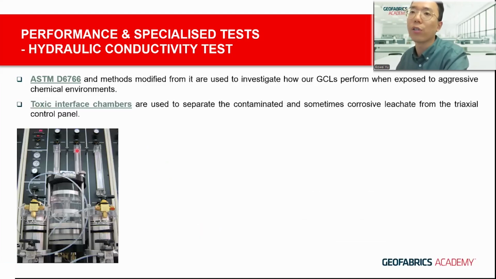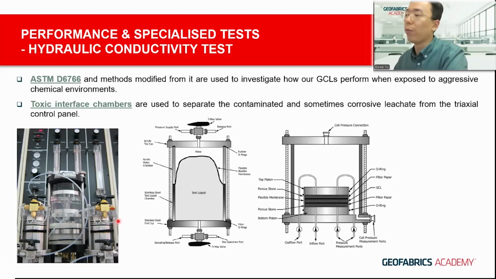And the two small cells on the side are the toxic chambers, because they have to be used when we test incompatible liquids, to separate the contaminated and sometimes corrosive leachate from the triaxial control panel. And this is a general diagram of how these tests are conducted.